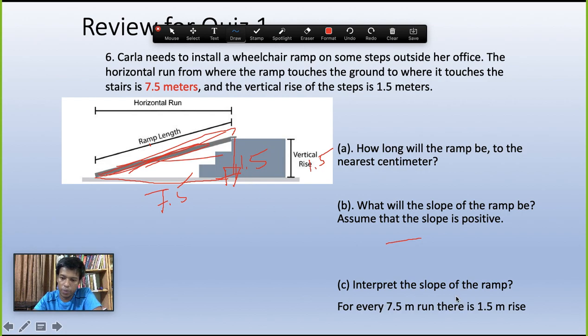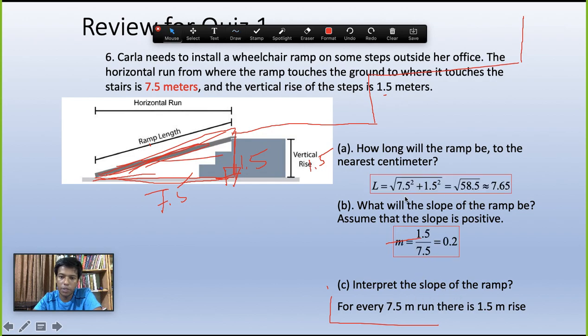Then interpret the slope. Interpretation means, what does this slope mean? Suppose if you go 7.5 meters horizontally, vertically you have to go 1.5. Then again, if you go 7.5 meters, vertically again you will have to go 1.5. So that's why this is the interpretation: for every 7.5 meter run, there is 1.5 meter rise. This is called the interpretation of the slope.